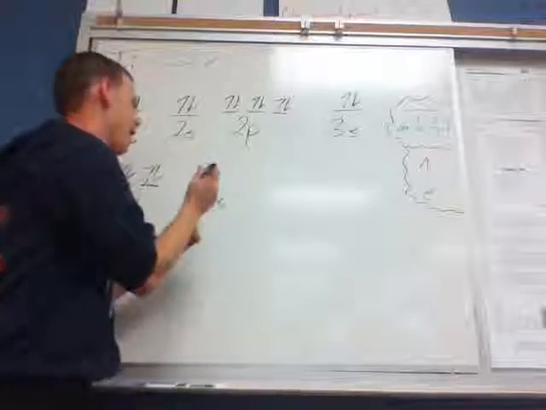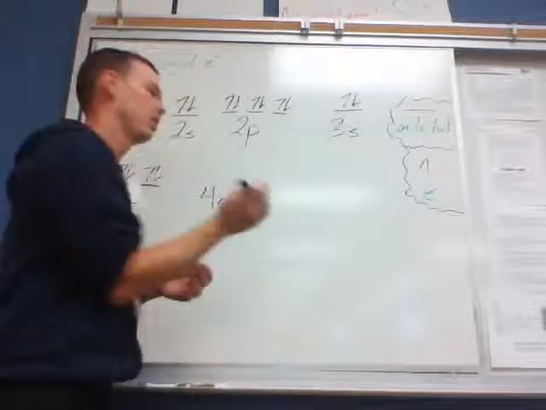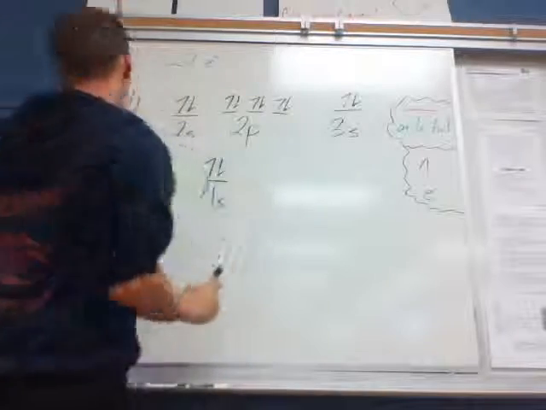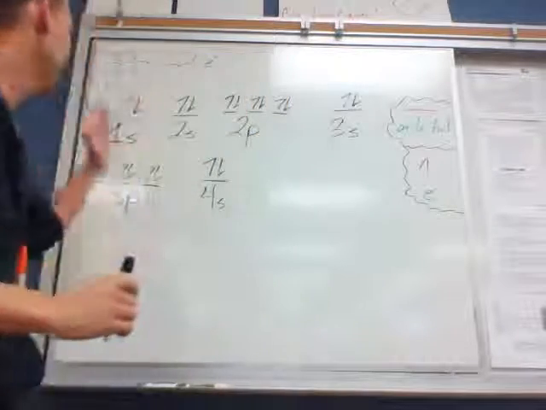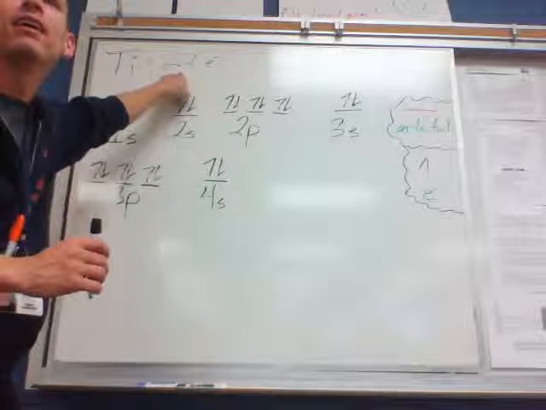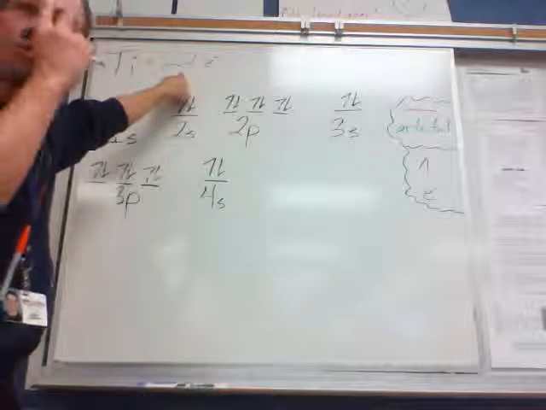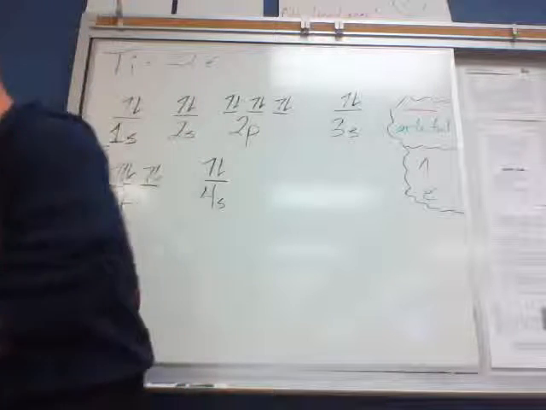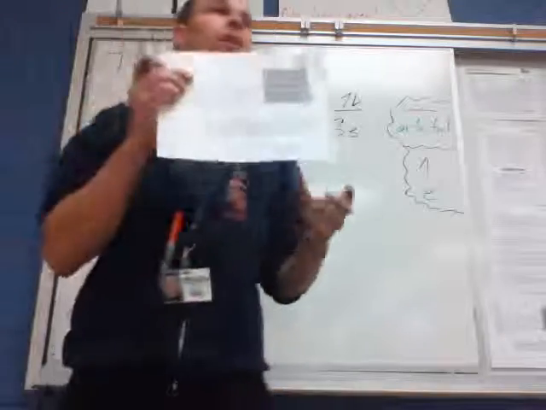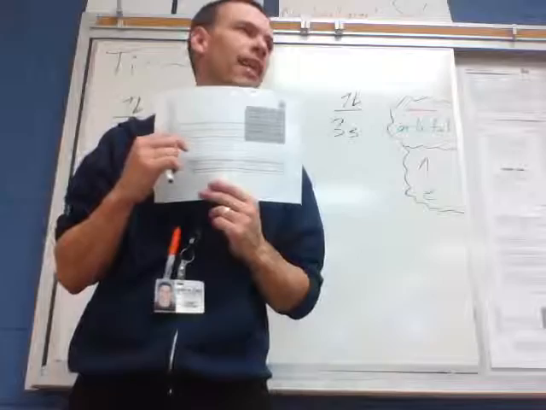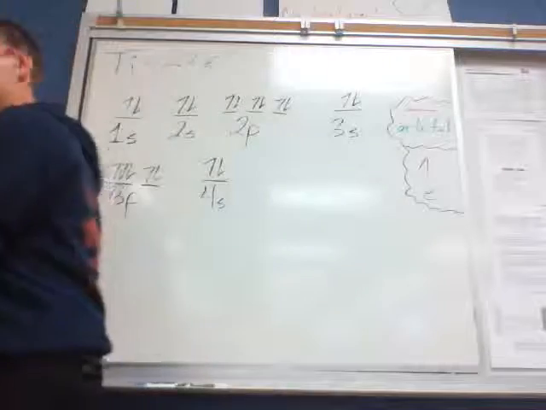Here's our question. How many orbitals does an s hold? 1. How many electrons can go in there? 2, 4, 6, 8, 10, 12, 14, 16, 18, 20. We're close. How many more do we need? We need 2 more. So let's keep going. What comes after 4s? 3d. Ooh, we haven't done a d yet. Are you excited? You're excited.